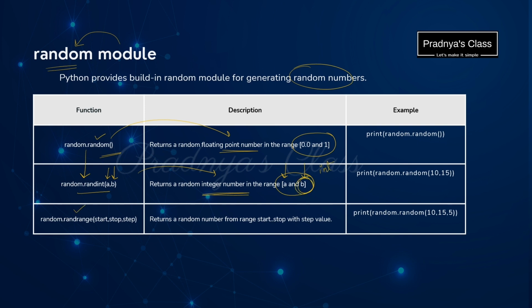There is one more function, randrange. It also generates a random number from the start value to the stop value. Here the stop value is exclusive. Even the step is also exclusive. We can generate numbers by specifying steps.